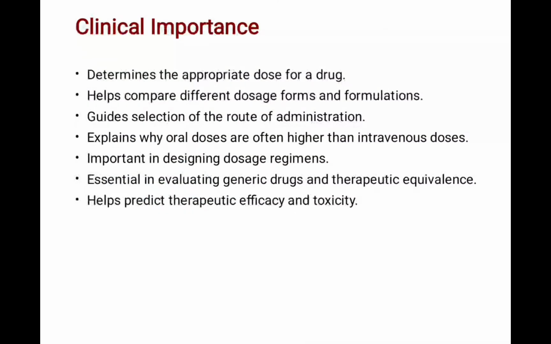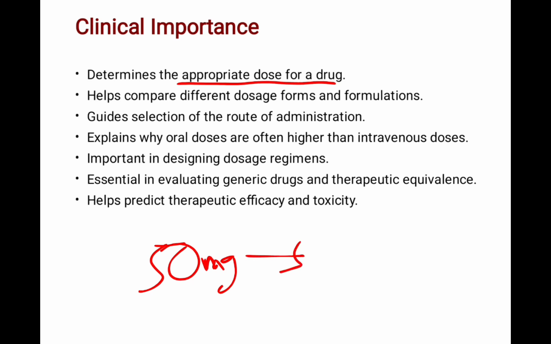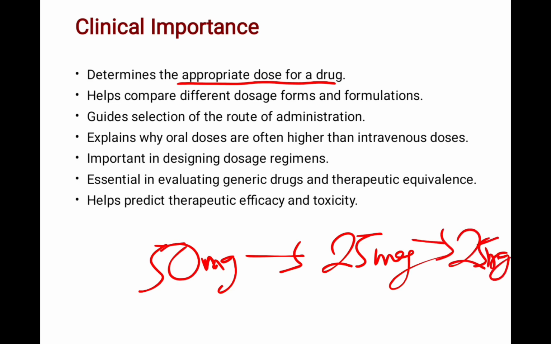What is the clinical importance of this knowledge? When you know the bioavailability of a drug, it determines the appropriate dose for a particular drug. If you want to give 50 milligrams of a drug, and you know that 50% of this drug is going to undergo first pass metabolism, we are going to lose about 25 milligrams of the initial dose. That means most likely only 25 milligrams of this drug will get to systemic circulation.